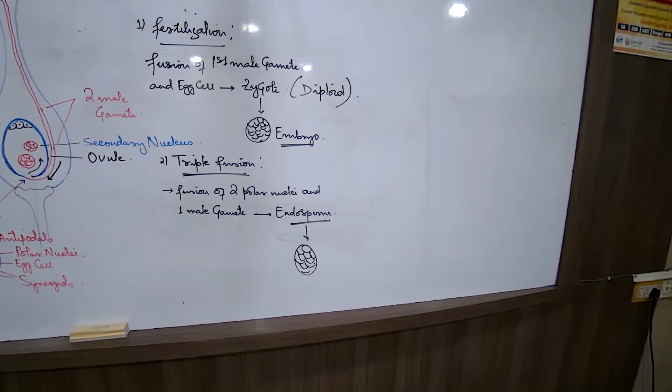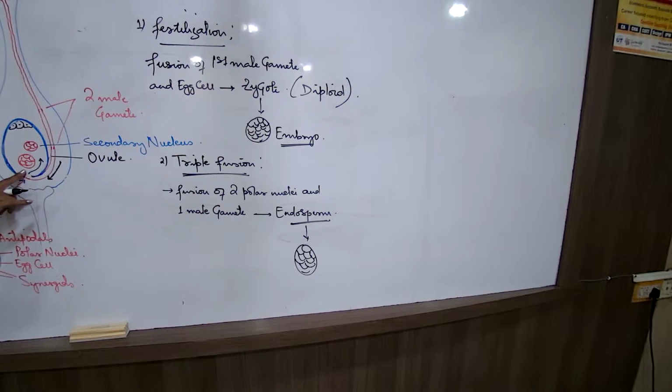Now the question is, what will develop further? Will the endosperm and the embryo both develop together? Or is it only the endosperm which will develop, or only the embryo? That depends on what type of plants we are talking about.